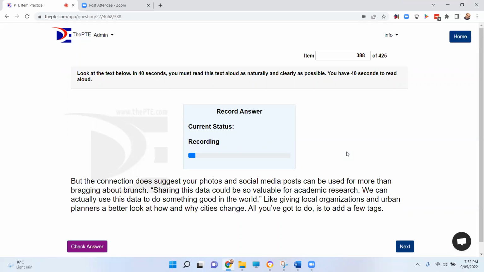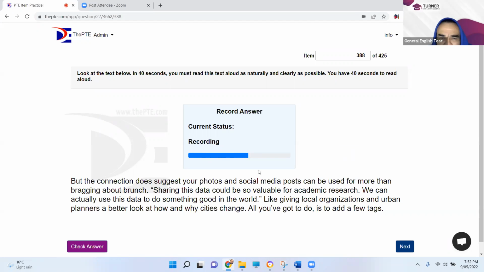But the connection does suggest your photos and social media posts can be used for more than bragging about burns. Sharing these data could be so valuable for academic research. We can actually use these data to do something good in the world, like giving local organization and urban planners a better look at how why cities change. All you have got to do is to add a few tags.